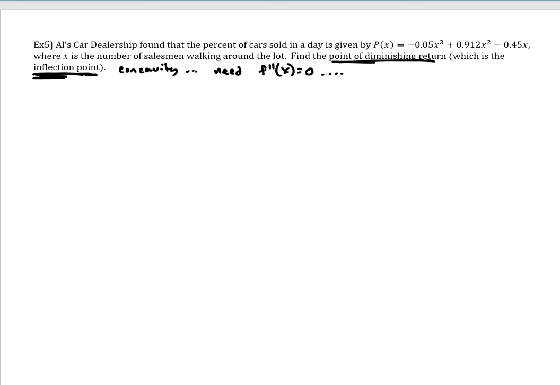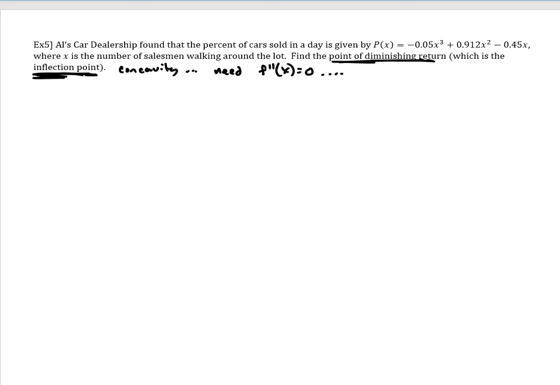All right, so let's read it, though. It says, Al's car dealership found that the percent of cars sold in a day is given by capital P of X equals that function, where X is the number of salesmen walking around the lot. Find the point of diminishing return. All right, and we'll explain that, too, with our final answer.